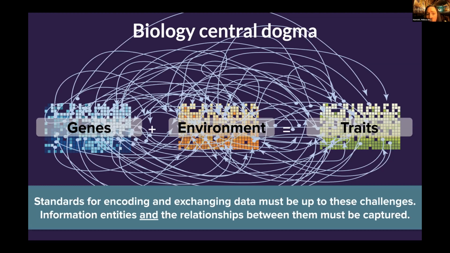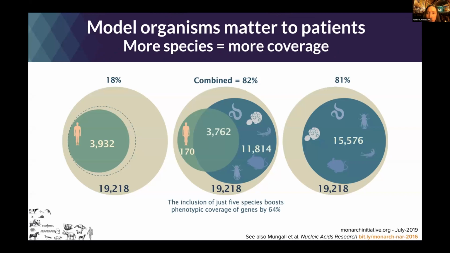How do we actually build computational models of the relationships between genes, environment, and traits, such that we can inform how we use those models in the context of diagnosing or otherwise revealing mechanisms of human diseases? So model organisms really matter to patients in particular.